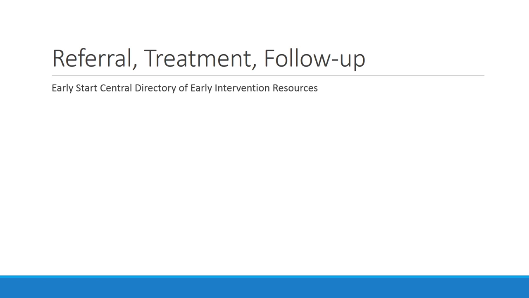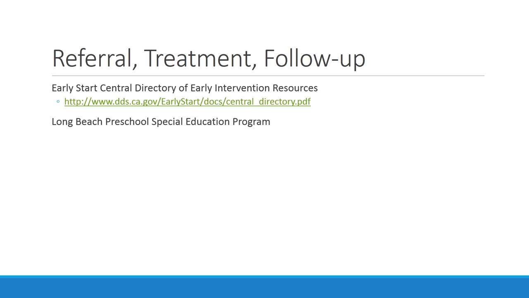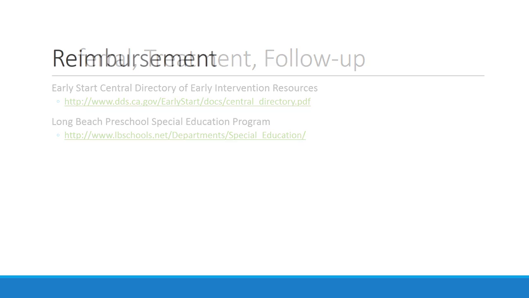The Early Start program in Long Beach is located at Harbor Regional Center in Torrance. Their contact information can be found in the Early Start Central Directory of Early Intervention Resources, a comprehensive resource for parents, family members, service providers, and members of the public. You may also decide to contact the local school district's preschool special education program. The link to Long Beach Unified Special Education contact information is provided.